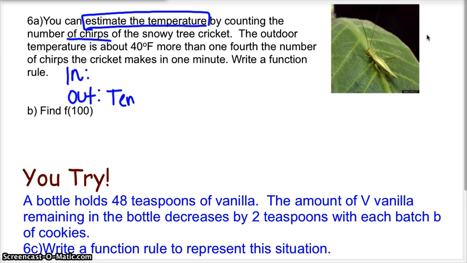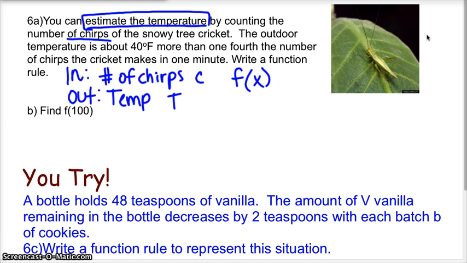That's what you want out of this situation. What's going in is the number of chirps that you count. I'm going to use C for chirps, and I'm going to use a capital T for temperature. When we write a function rule, we generally use f of x. Because of the capital T and C that I'm using, I'm going to replace those letters. C is my input, so it's going to be replaced where the x goes, and T is my output.